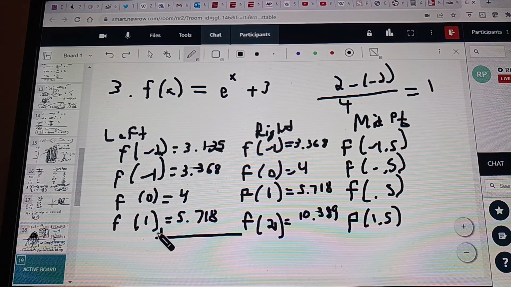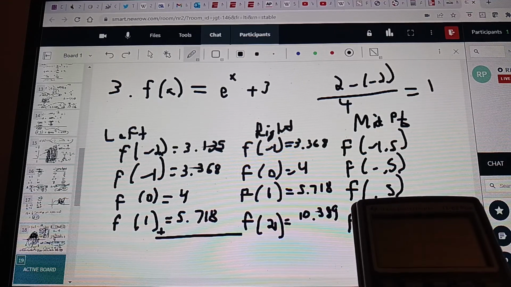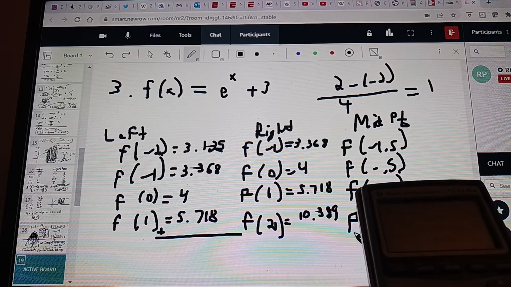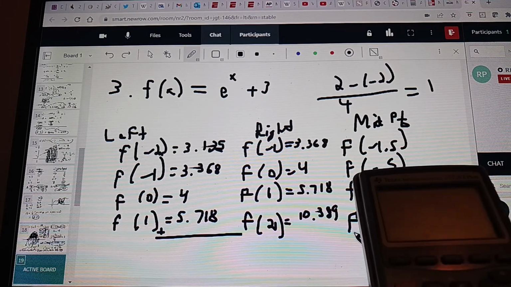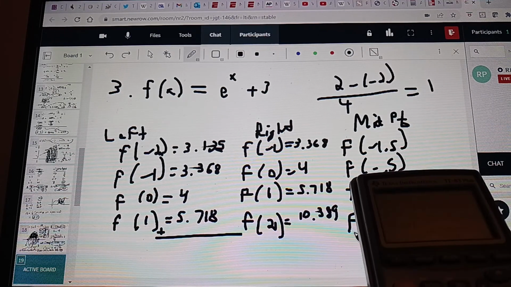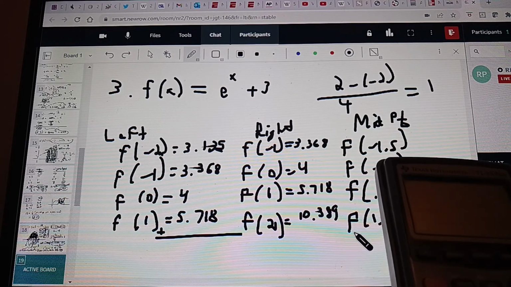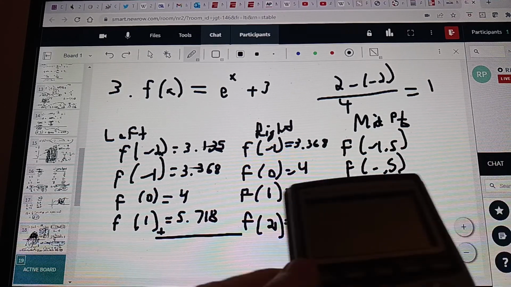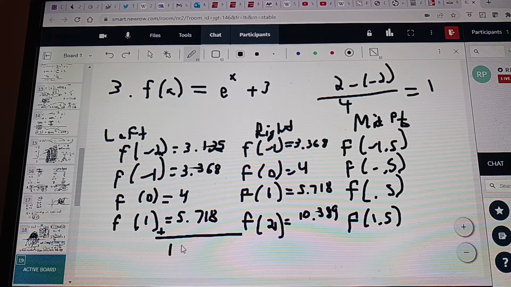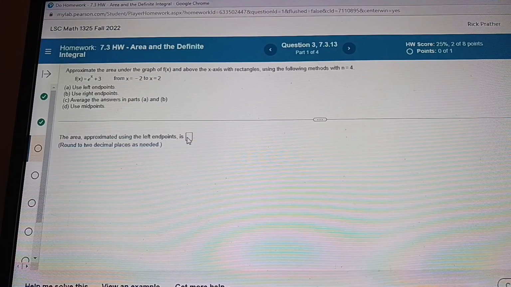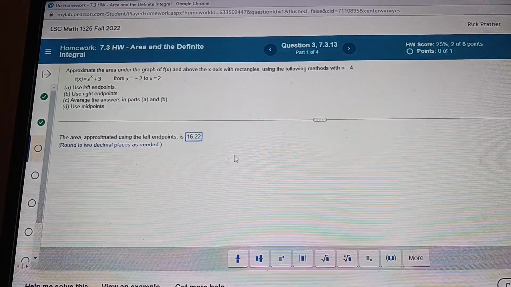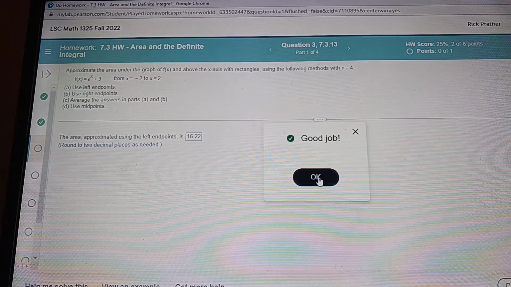Okay, so the left endpoint, since all the widths are 1, I can just add this up and that'll be the answer. If the width wasn't 1, I would have to multiply by that too. So 3.135 plus 3.368 plus 4 plus 5.718 is 16.221. So then I'm going to round it to 16.22. The left endpoint estimation is 16.22.